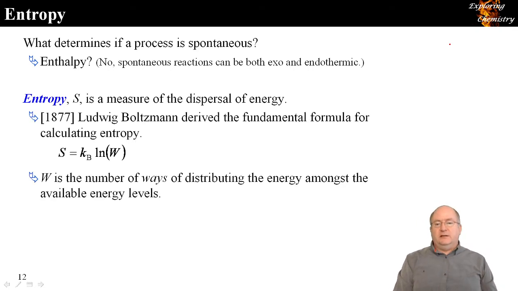This is Boltzmann's contribution to entropy, one of the first people to study and try to get a grasp of this process. What he derived is a fundamental formula for calculating entropy, and that is entropy is equal to Boltzmann's constant times the natural log of the number of ways of distributing the energy amongst the available energy levels. We're going to look at that in more detail in just a few seconds. So Boltzmann's equation, S is equal to k_B ln W, is fundamental to determining the entropy of a system.